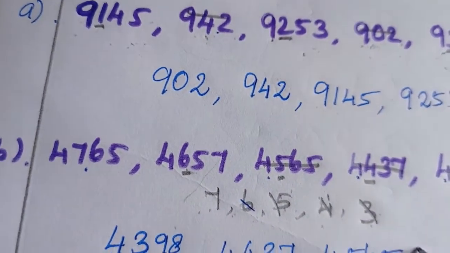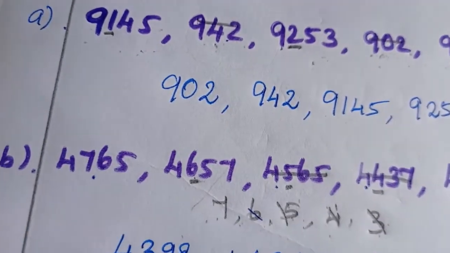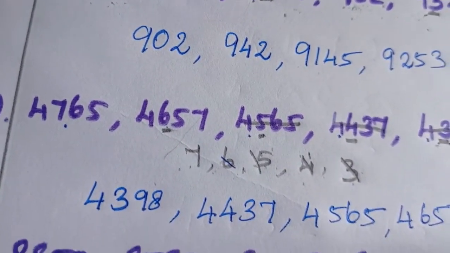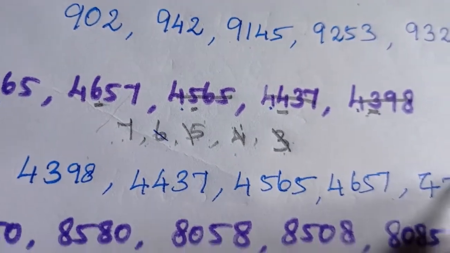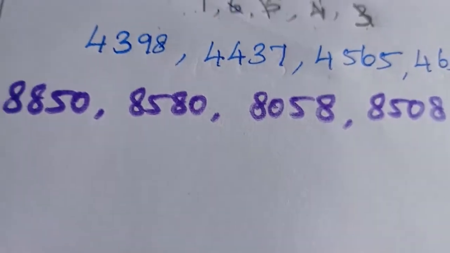So 4657, and the last number is 4765. Okay children. Now children, let's find the next question.